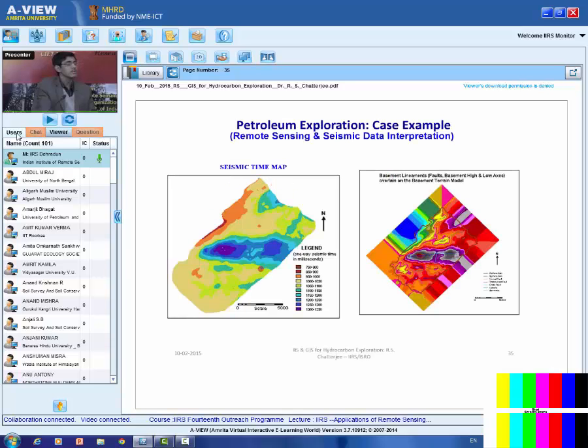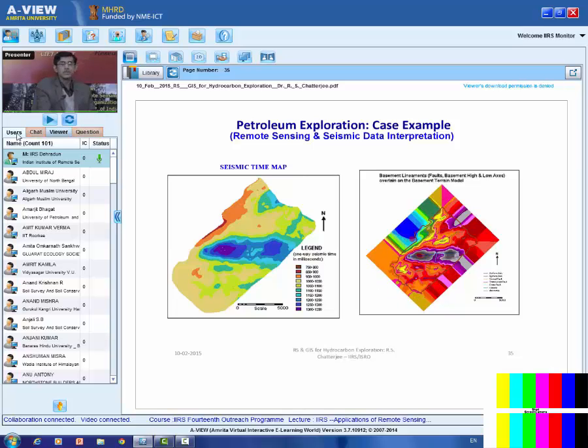This is the seismic time map. From the seismic time map, we need to do some processing. We need to have some borehole data to get the depth of these sediments and the velocity of the seismic wave. All together, we can generate a digital basement topographic map. So this is the digital basement topographic map of this area, or DBTM, or you can say terrain map.